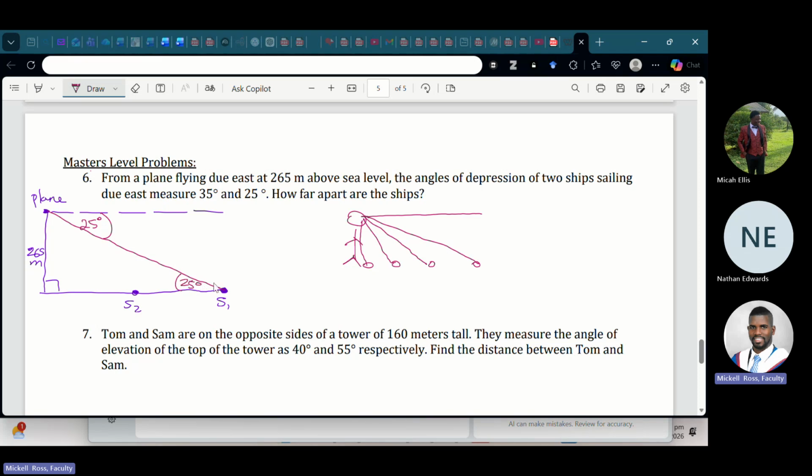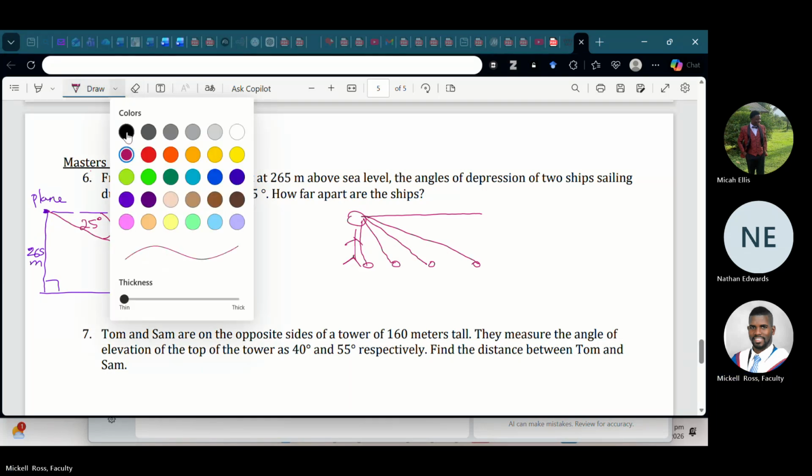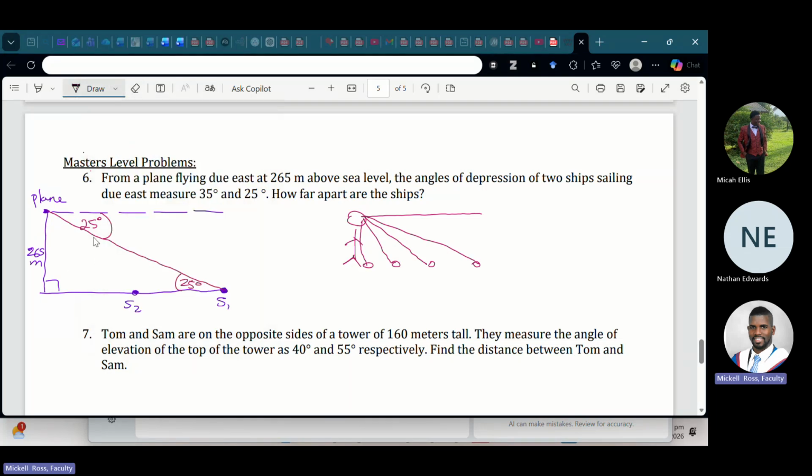All right. So this first angle is going to be the 25 degrees, which means that right here is also 25 degrees because the angle of depression is equal to the angle of elevation. And then to see the second ship, it's going to be this angle right here, which is 35 degrees. So that means this angle is 35 degrees as well.